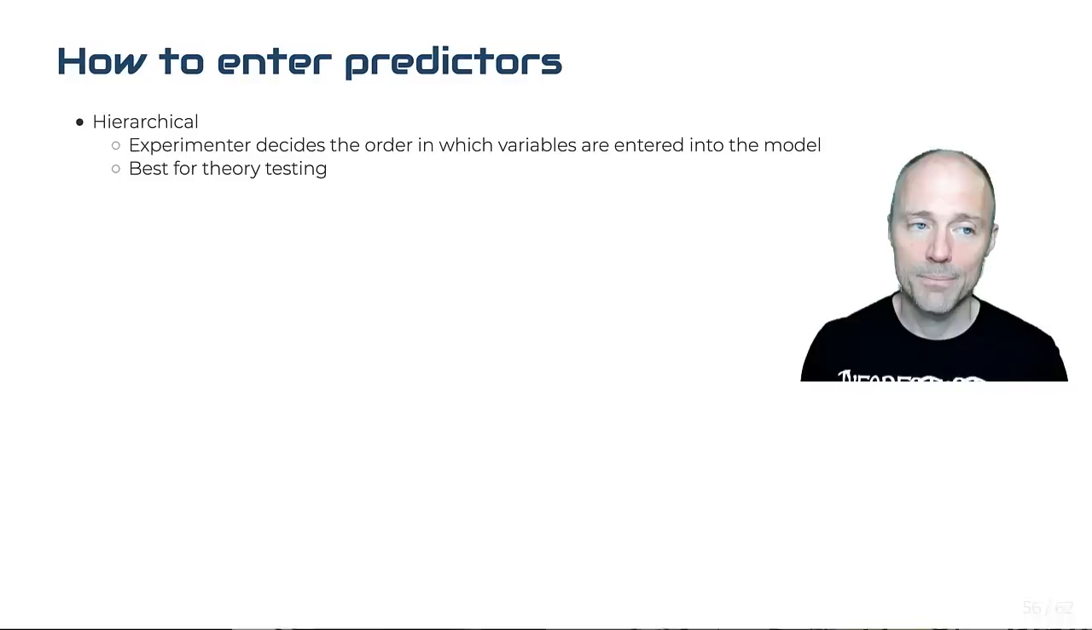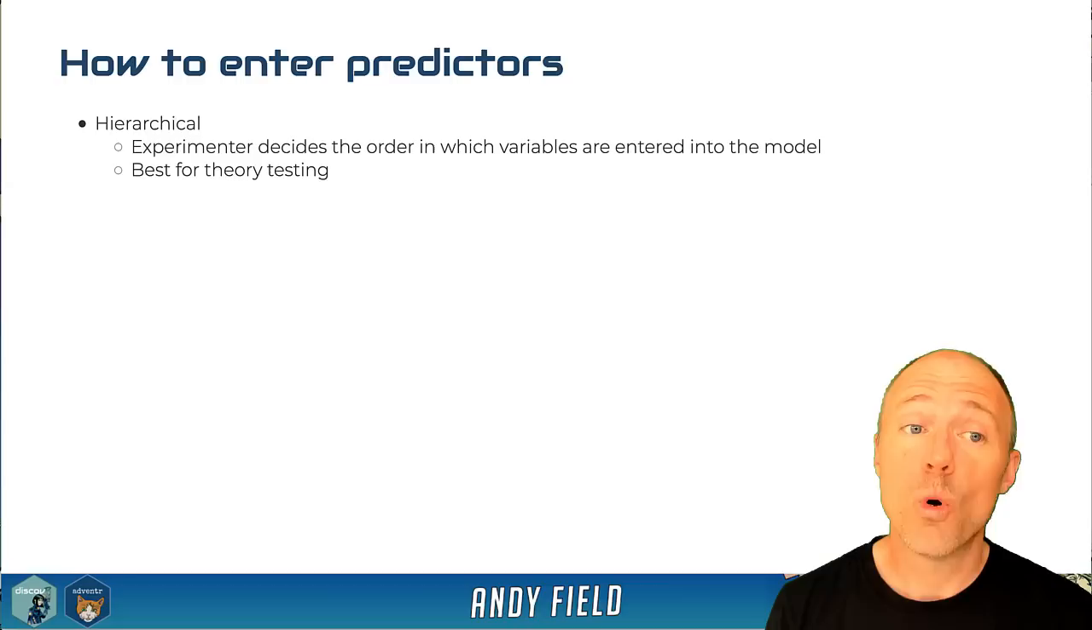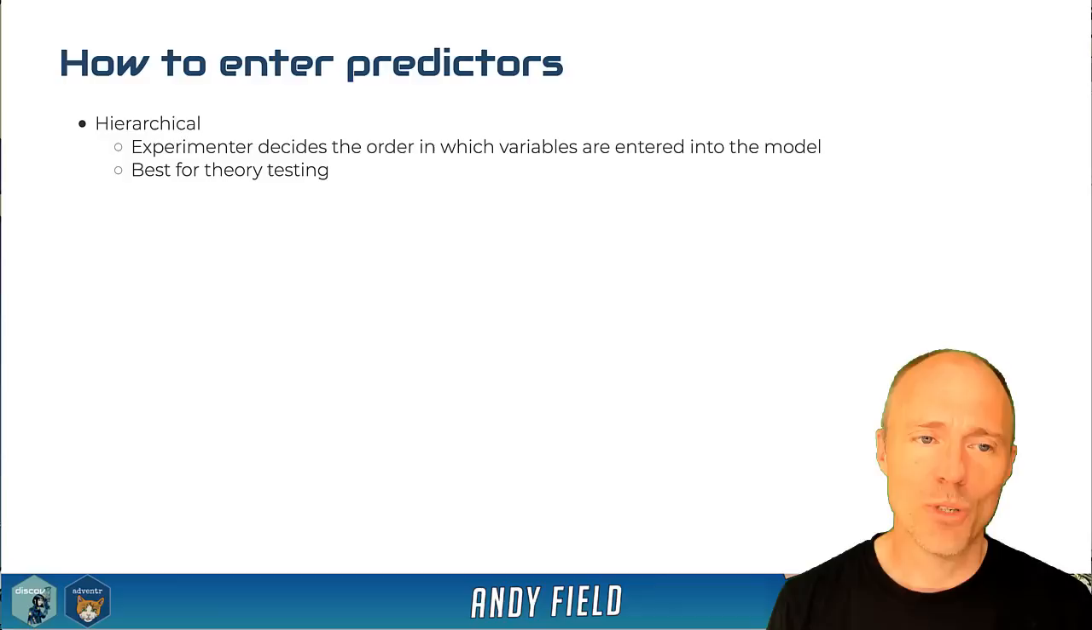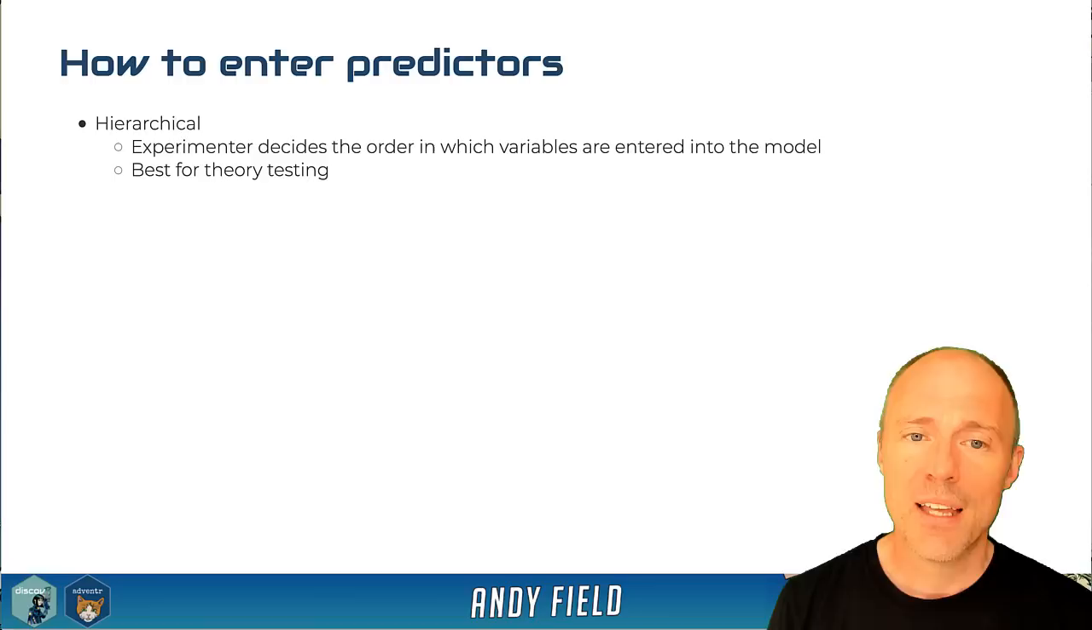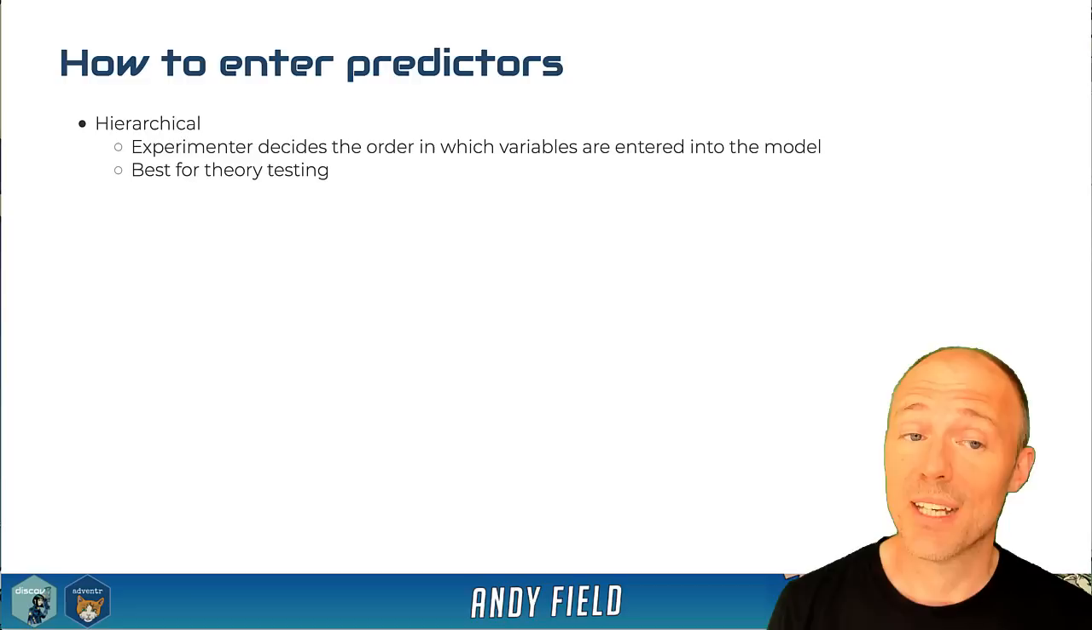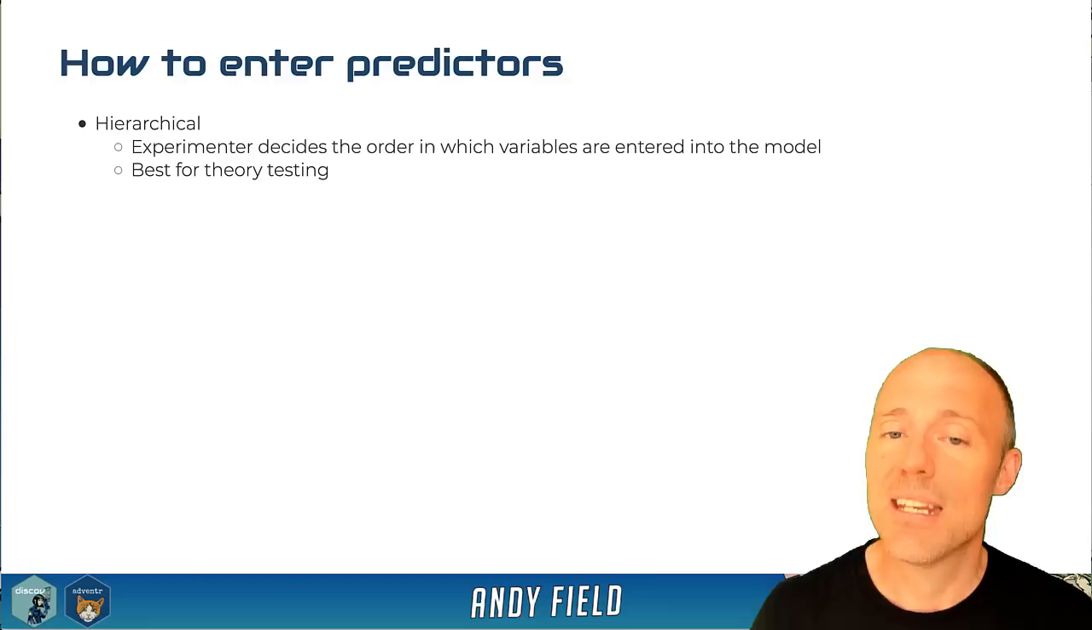Finally, I just want to talk about how we enter predictors when we have more than one predictor in a model. There's basically three choices. The first and best choice is to enter variables into the model based on theoretical reasons. So this is where the researcher decides which order to enter variables. Typically what you would do is enter predictors that you already know are good predictors of your outcome, and then after you've done that, fit a new model that adds in any new predictors that maybe haven't been looked at before.